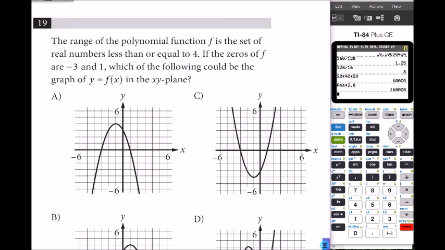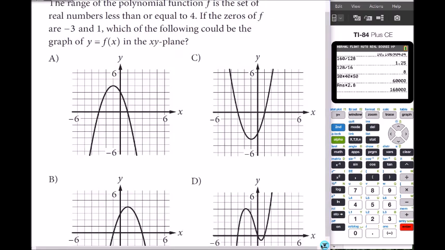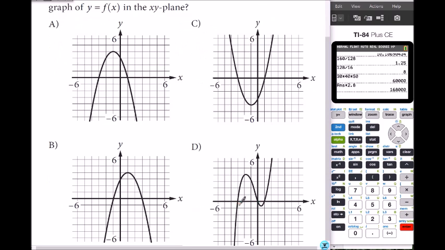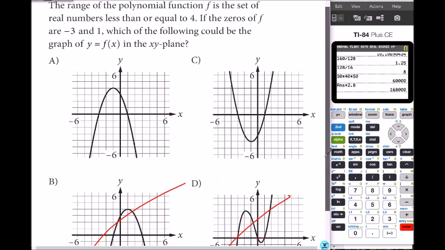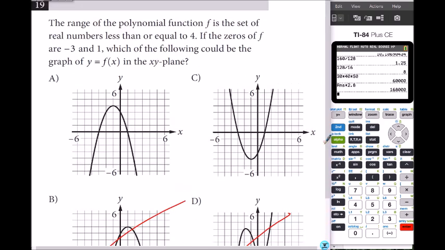19. The range of the polynomial function f is the set of real numbers less than or equal to 4. The zeros of f are -3 and 1. So -3 and 1, -3 and 1. But here we have 0, so it must be the first two. Which of the following could be the graph of y equals f of x?